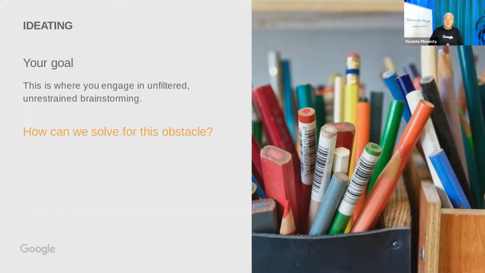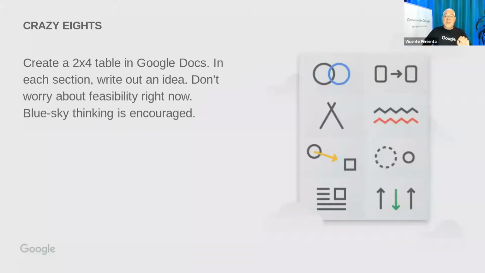So here's a popular ideation activity used a lot in Google Design Sprints. It's called Crazy Eights. Using a Google Document, create a 2x4 table. In each section of the table, you're going to put a different idea on how to solve your user problem. Don't worry about the feasibility right now.